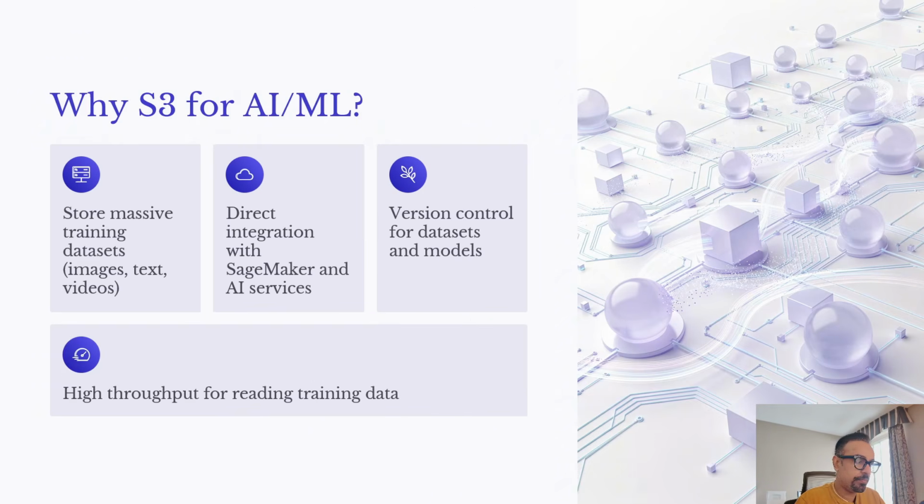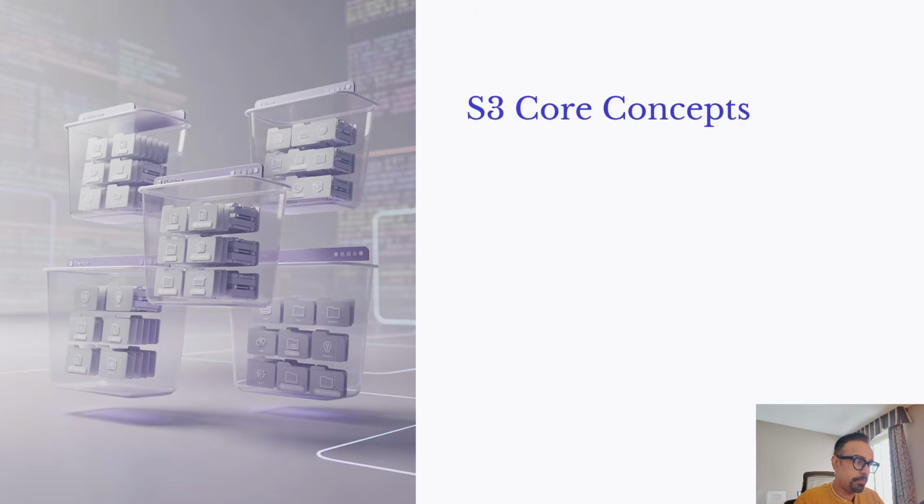When training deep learning models, your GPU needs constant data flow to stay productive. S3 provides high-speed data access, ensuring training jobs aren't bottlenecked by slow data reads. This means faster training and lower compute cost.